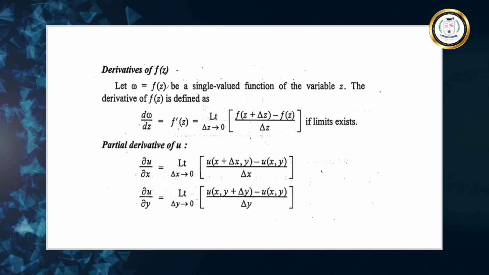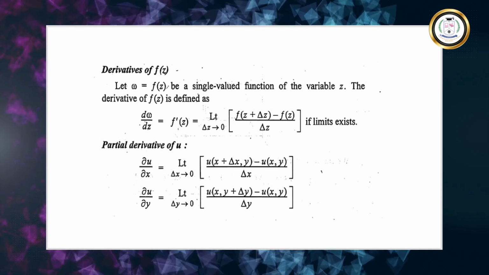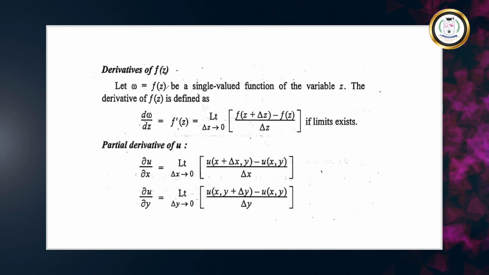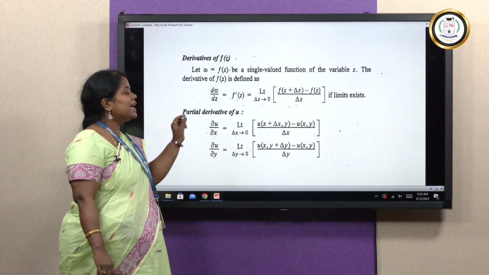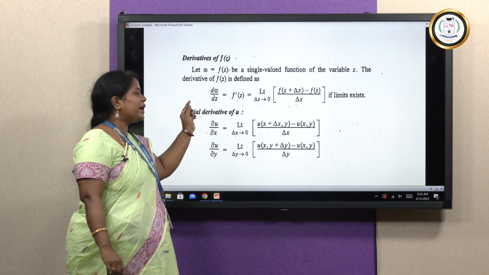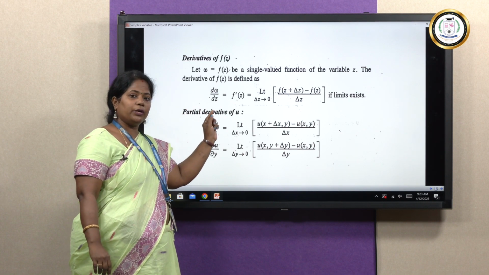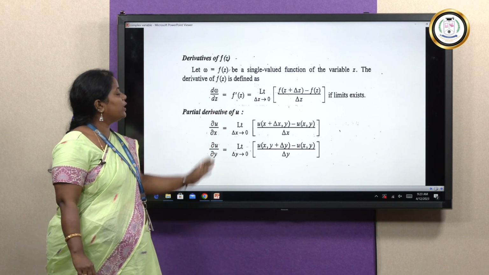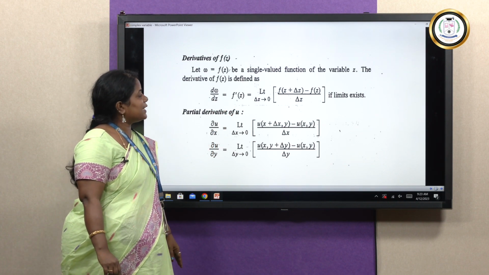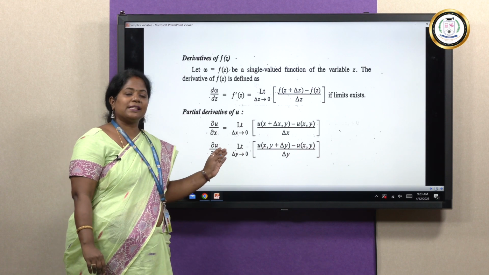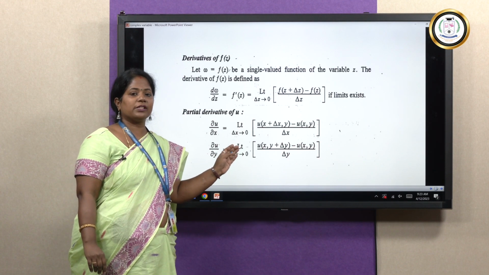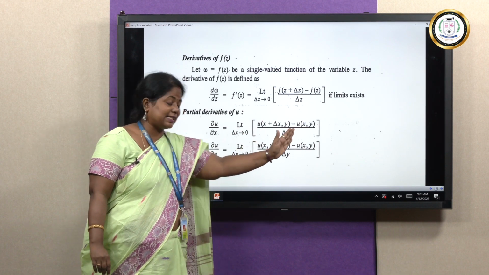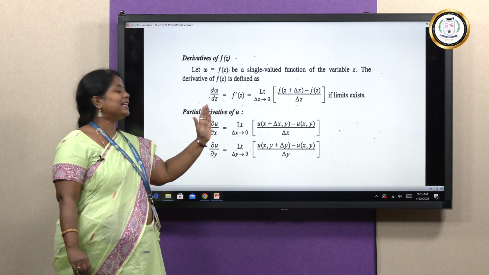Let w = f(z) be a single valued function of the variable z. Then the derivative of f(z) is defined as dw/dz = f'(z), the derivative of f(z), which is equal to the limit as delta z tends to 0 of [f(z + delta z) - f(z)] divided by delta z, if the limit exists. The condition is: if the limit exists.